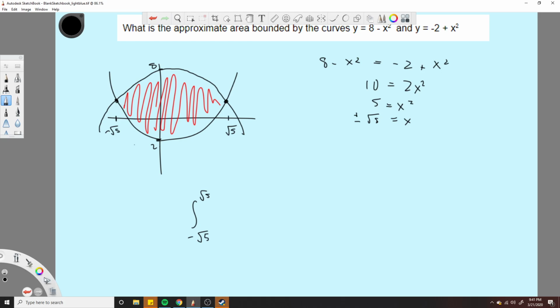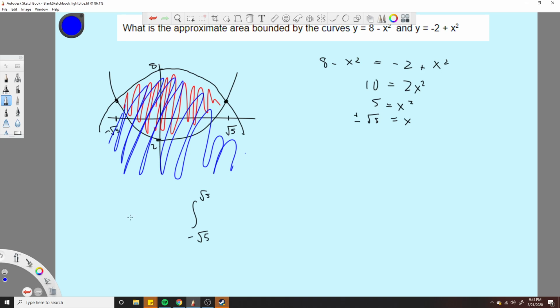Because the top equation, I'm going to try and shade it in blue, will give you this area under the curve, right? And the bottom equation will give you this area under this curve. So the blue is going to be under the top curve, the green is going to be under the bottom curve, and when you subtract the two, what's left is the red portion, right?